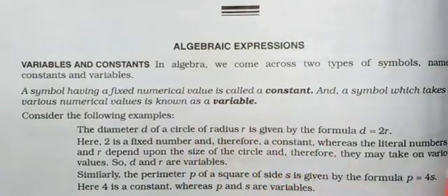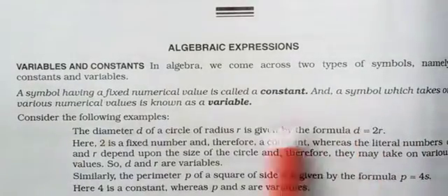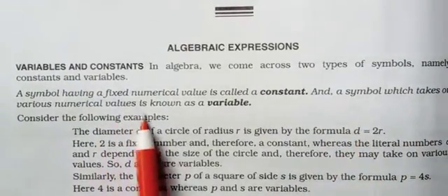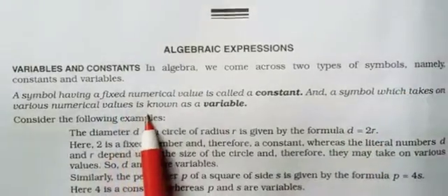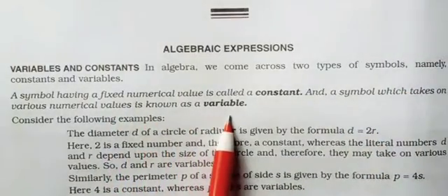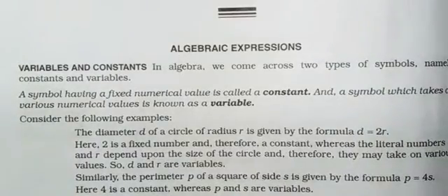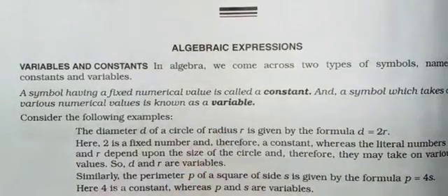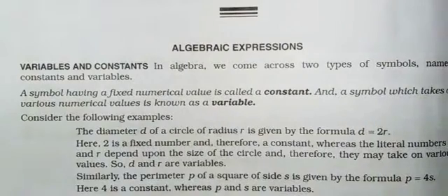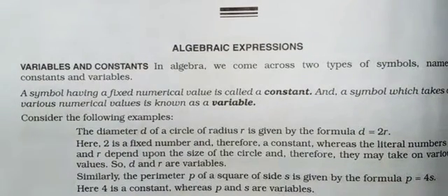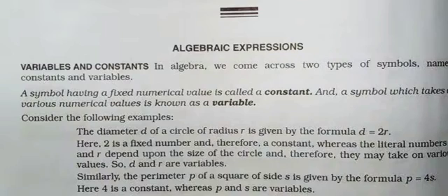It's clear. And a symbol which takes various numerical values is known as a variable, whose value is changeable. Generally we denote the variable by alphabetic letters, that is small a, b, c or x, y, z. So generally a variable is denoted by that, and a constant is any constant number.